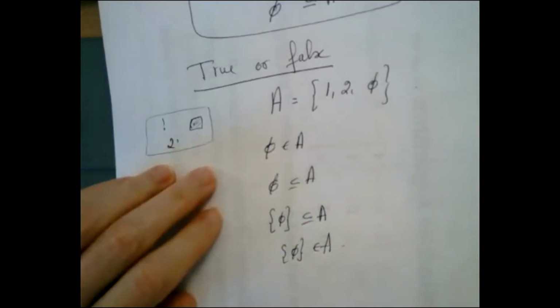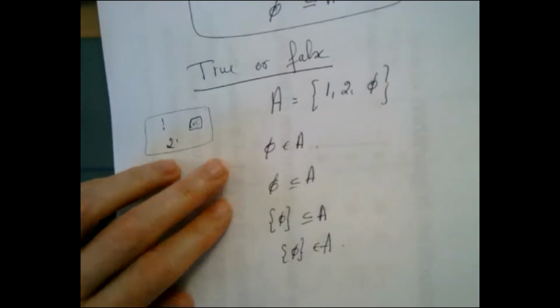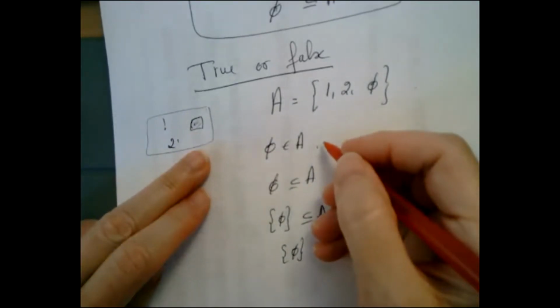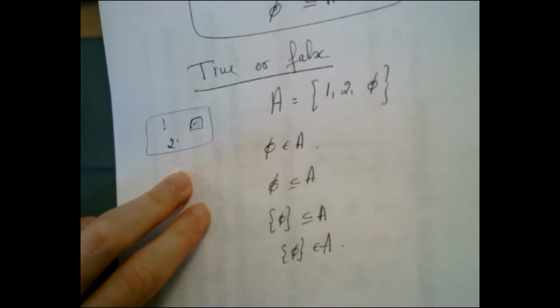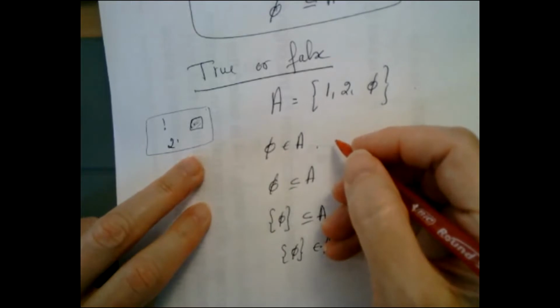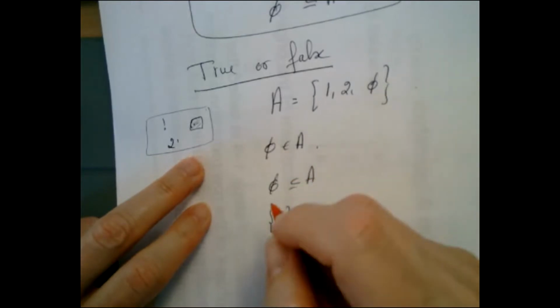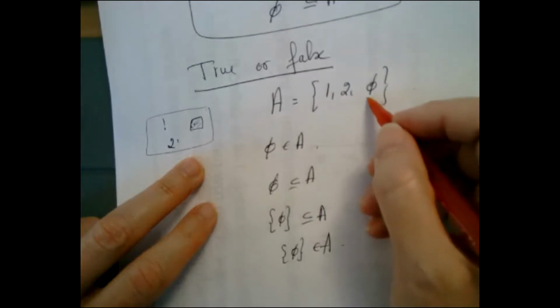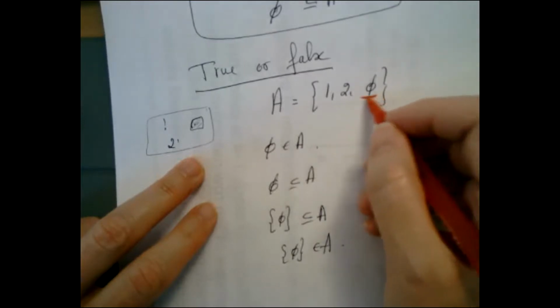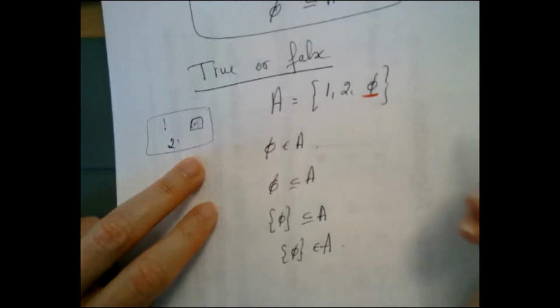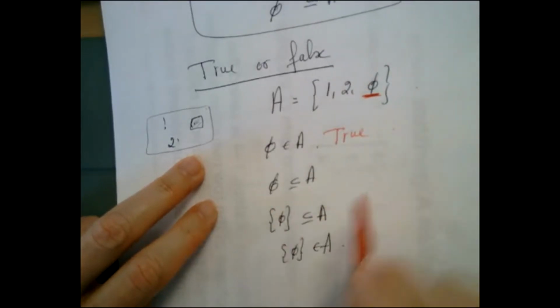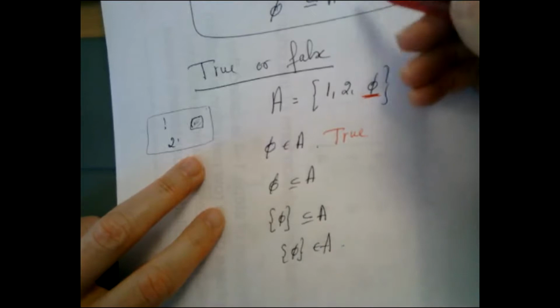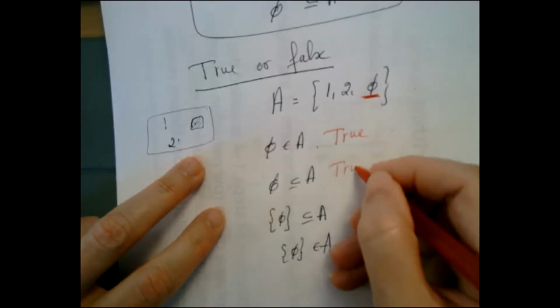Okay, very quick question. The empty set is an element of A, true or false? Quick. Rachel? I say true. Why is it true? Because it's one of them. It's right there. It's one of the objects. So absolutely true. Is the empty set a subset of A? True, because I told you so. That's what you have to accept.